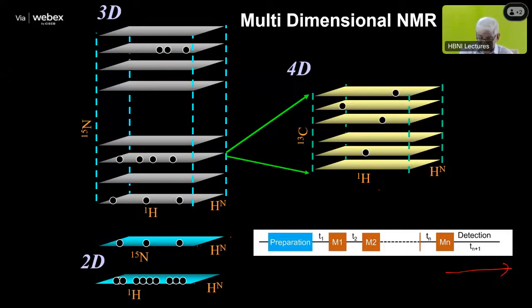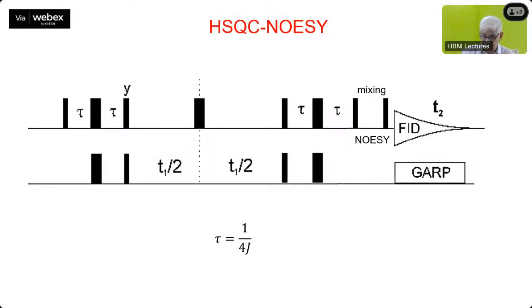So you can actually design these various kinds of mixing sequences here. One mixing sequence, the second mixing sequence, then you have the evolution periods T1 and T2, and you finally detect at the end, this detection period. So these T1 and T2 are systematically incremented, like in the 2D experiments, independently incremented. So you generate 3 time variables, T1, T2, and T3. Then you will have to do a 3-dimensional Fourier transformation to get a 3-dimensional spectrum.